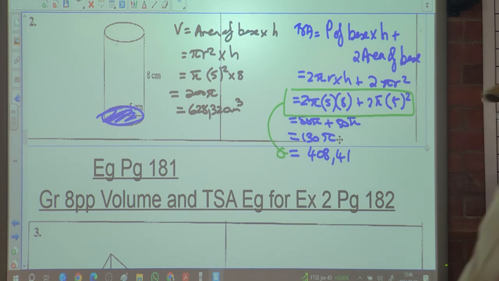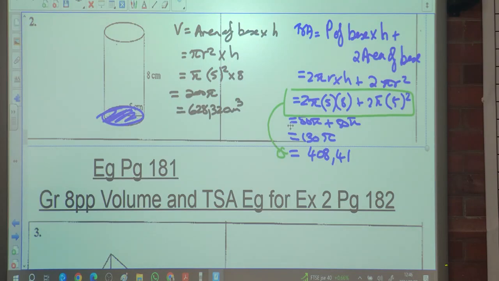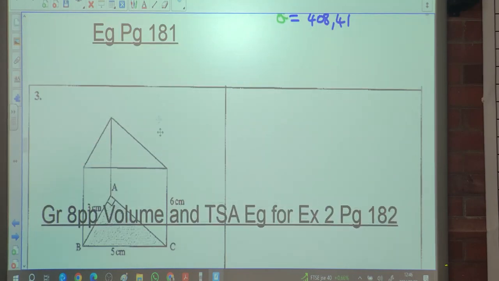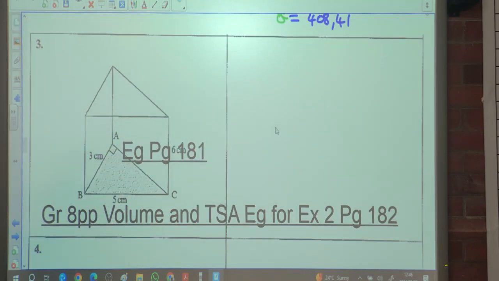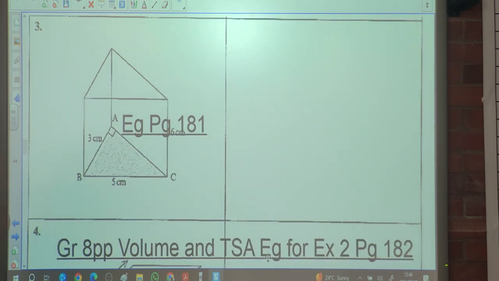Right? Any confusion here? Easy, no? Until you do it yourself. Right.